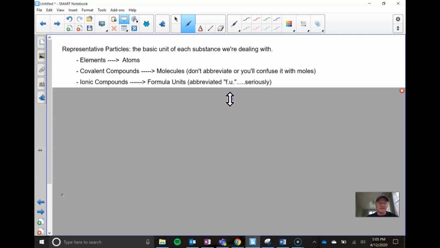And lastly, if we're dealing with ionic compounds, the representative particle is called a formula unit. So the smallest singular piece of an ionic compound is a formula unit. Like sodium chloride, one formula unit of sodium chloride is going to be one sodium atom and one chloride coming together to make a single unit, a formula unit. And yes, formula unit is abbreviated FU.